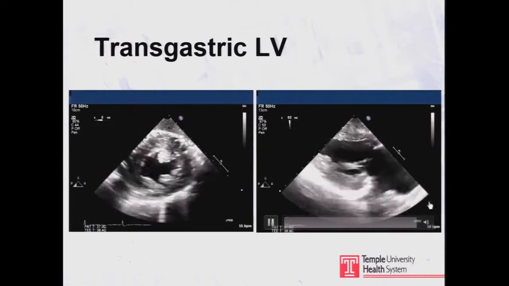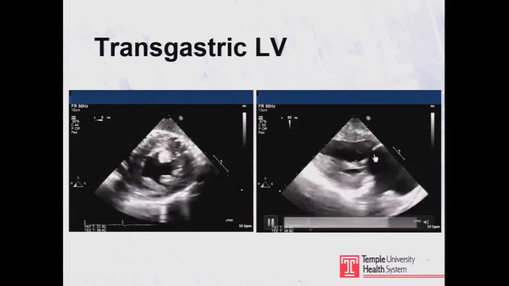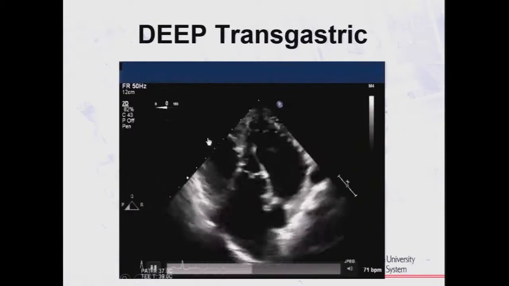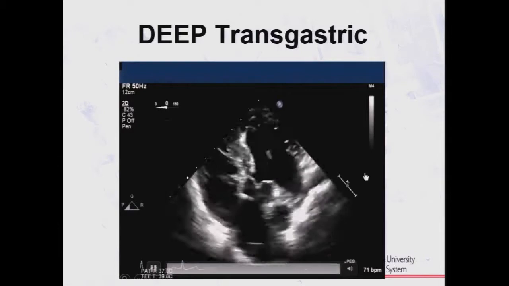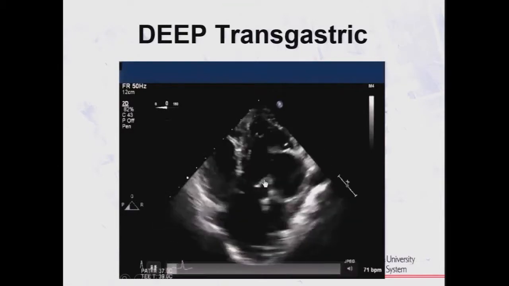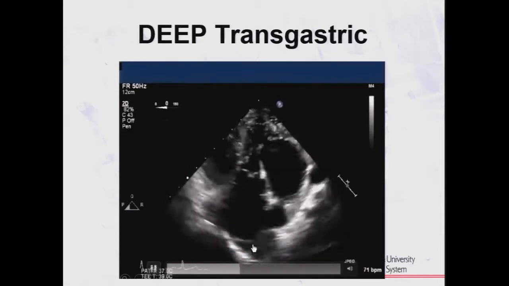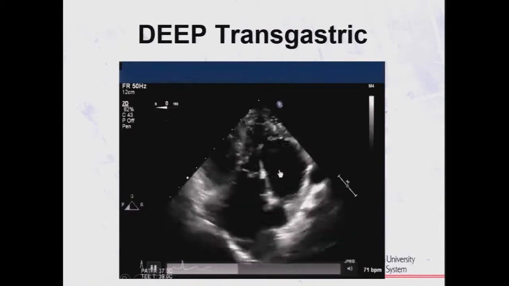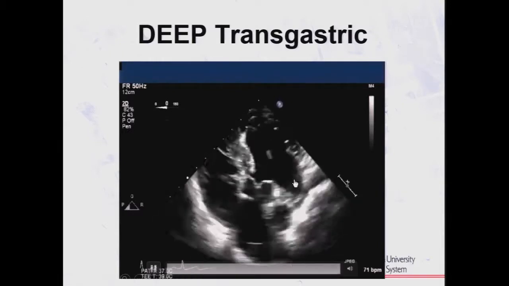You can go long axis from the transgastric to look at the mitral valve apparatus, and you can go deep transgastric, which allows you to advance the probe and then anteflex, and so you can take a really good look at the aortic valve. This is the best place to get gradients across the aortic valve, and you can also see the aortic mitral continuity if you're lucky, if you're looking at cases of endocarditis.